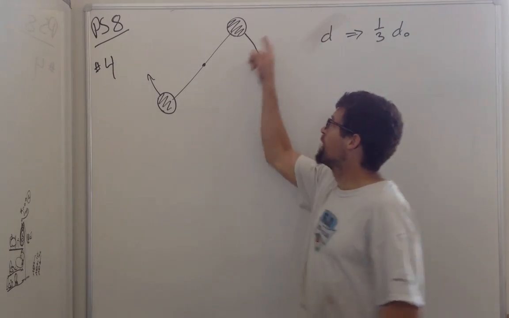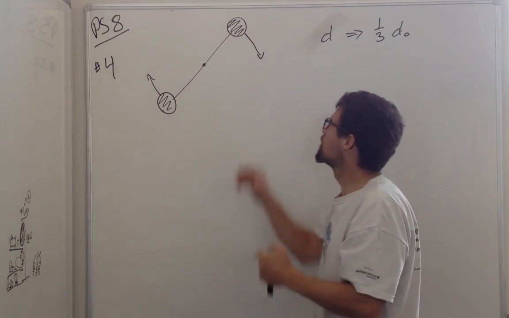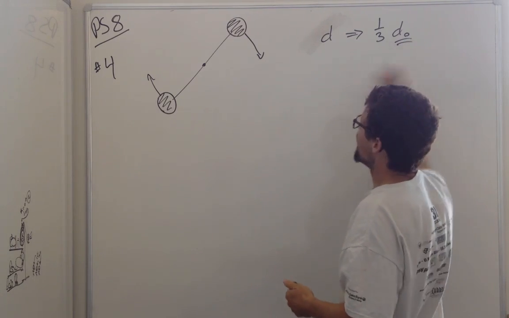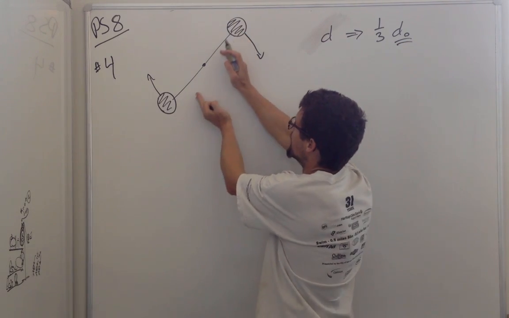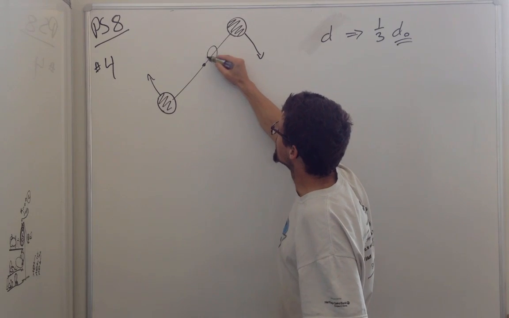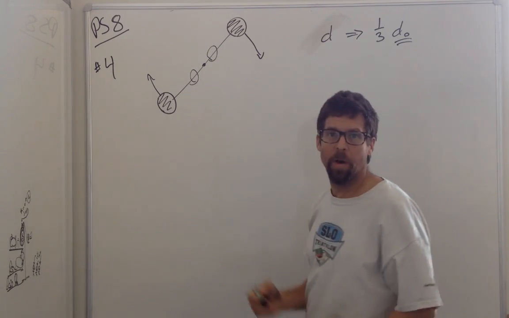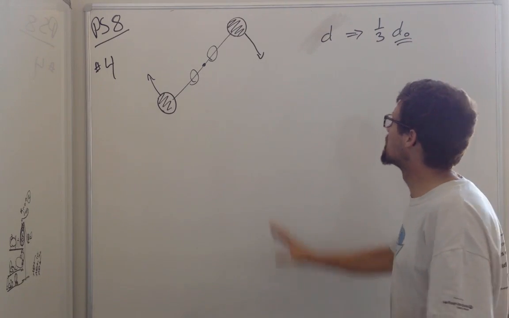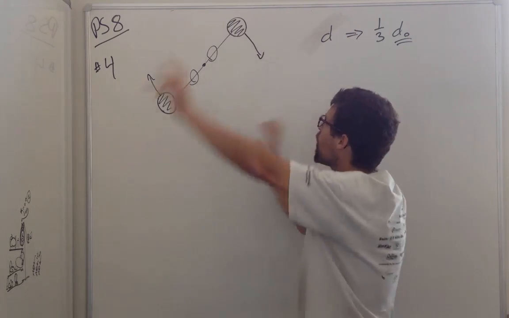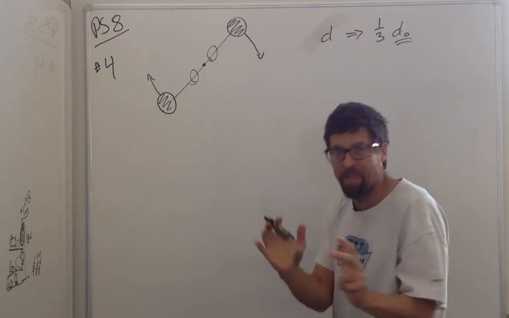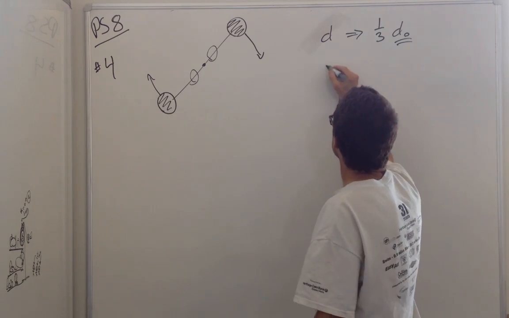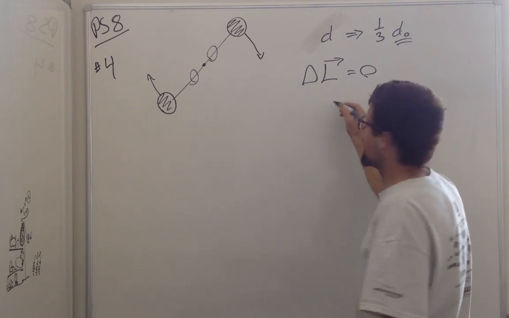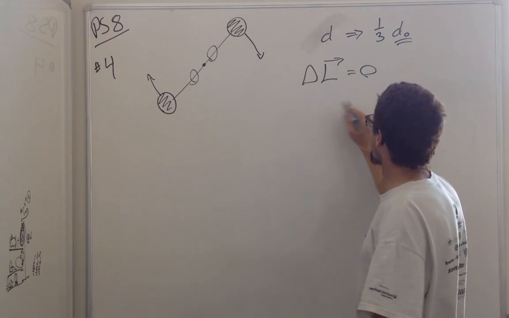Question number 4. This barbell is spinning in space with some string holding it at some distance d naught. When a motor at the center pulls it in to 1/3 its original distance, what happens? When you see something like this, the first thing you should say is there's no external torques, there's no hand coming in. So the one thing I know for sure is that angular momentum is conserved. Okay, and so you can go and answer that question right away.